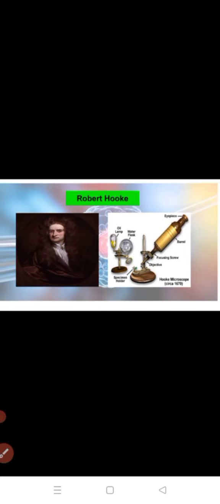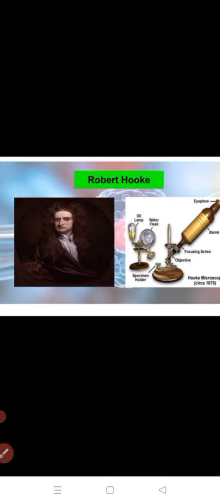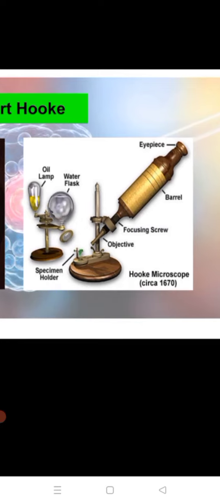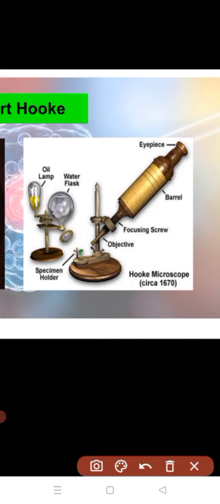Students, Robert Hooke was the first one who studied the cell. Here you can see this is Robert Hooke. In 1665, scientist Robert Hooke observed a thin cross section of cork under a microscope. This is Hooke's microscope. There are different parts which are labeled over here. Let's see what the important parts of this microscope are.